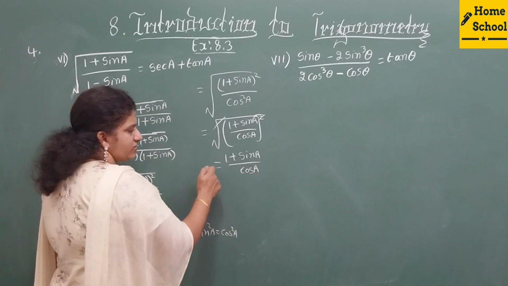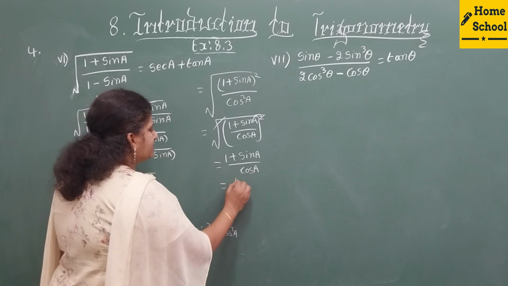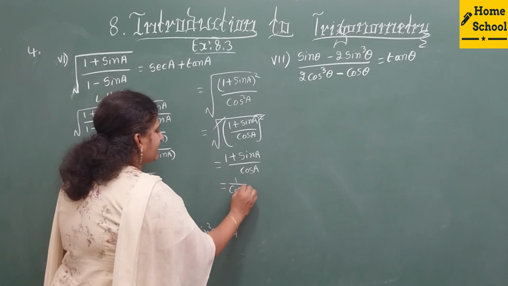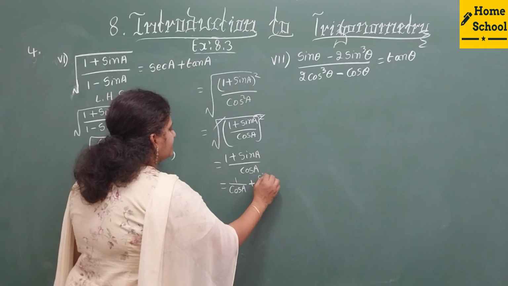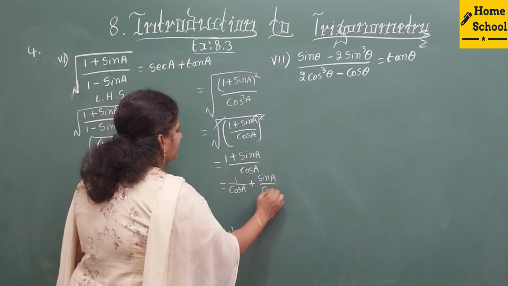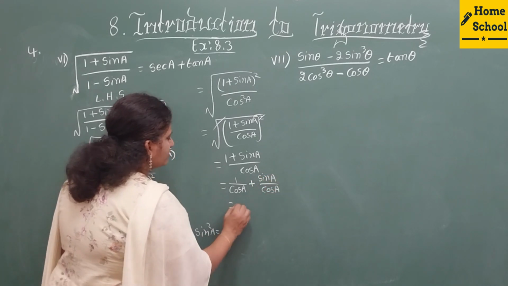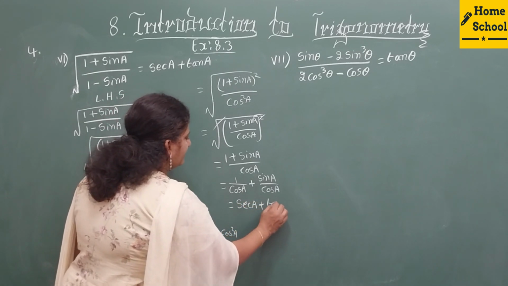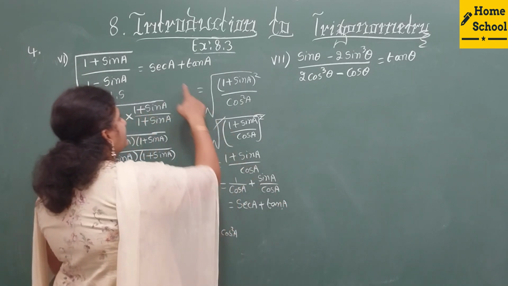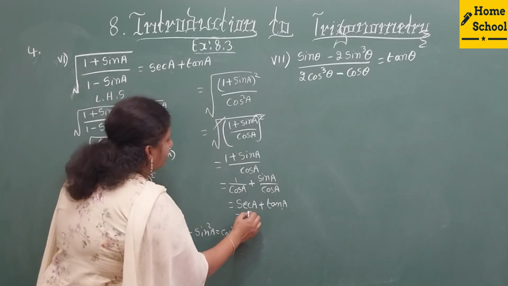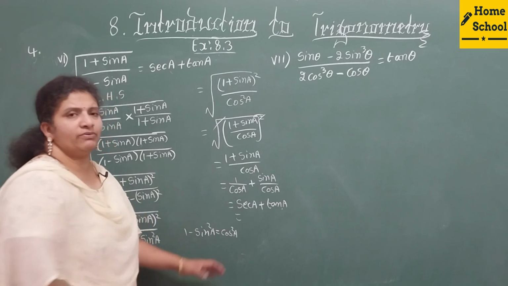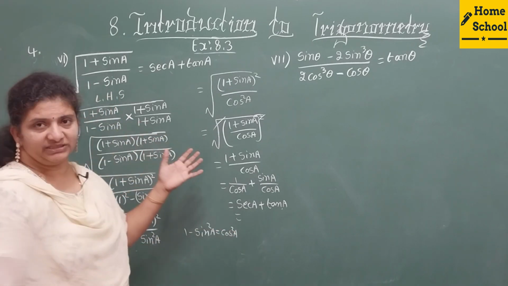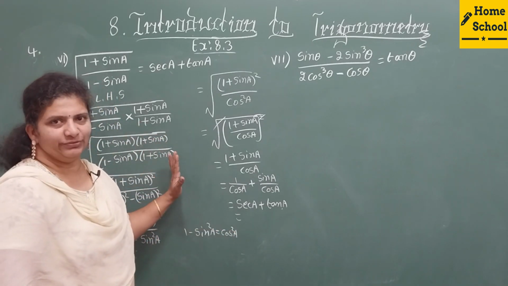So split this cos A into two terms: 1 by cos A plus sine A by cos A. 1 by cos A is secant A and sine A by cos A is tan A. Observe the RHS, secant A plus tan A. So the same thing you are going to get is equal to RHS. Therefore, rewrite the question and say hence it is proved.